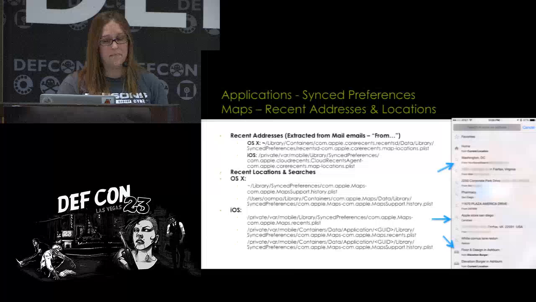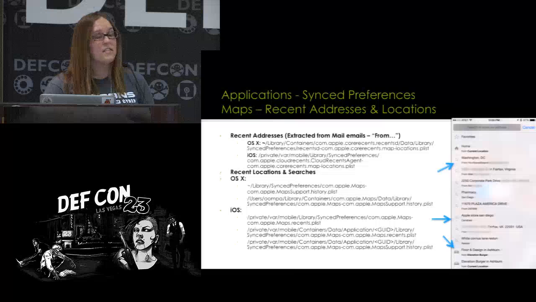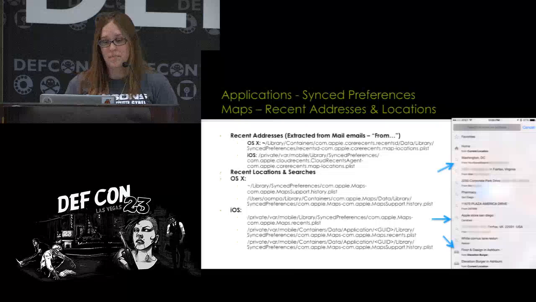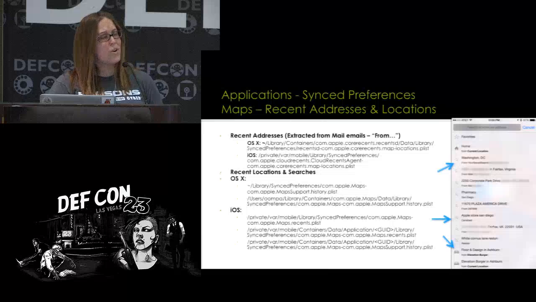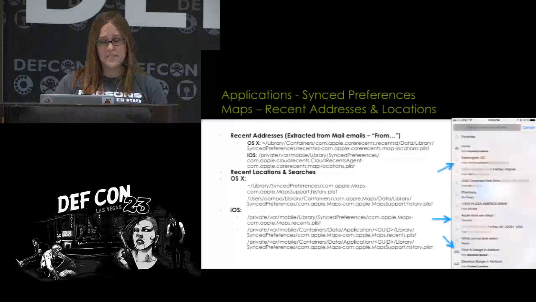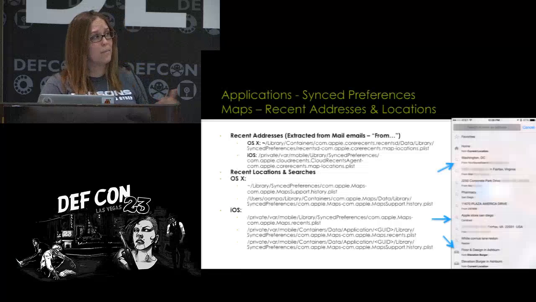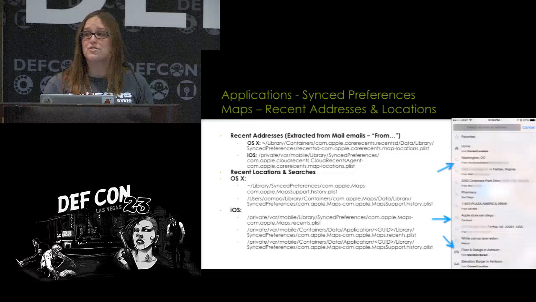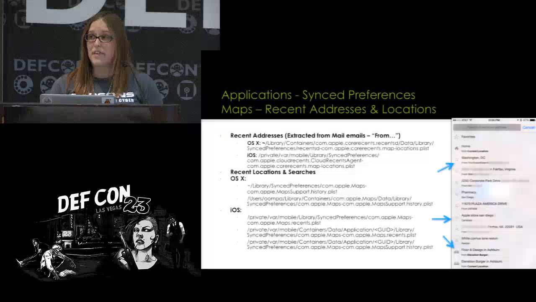So be aware of that. Now, recent location and searches, this is definitely something that the user can do. Wherever they search, maybe they're looking for a pharmacy in San Diego, let's say, or directions to a burger place in Fairfax. All sorts of good tracking information in there. Where has this person been?